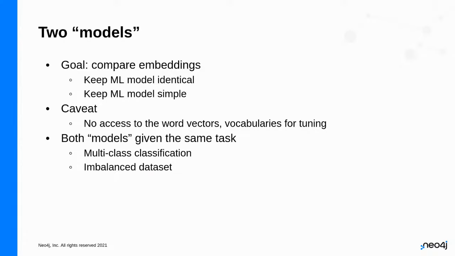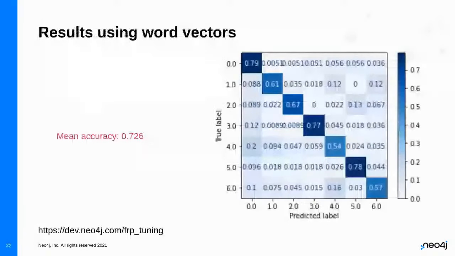So, and again, this is the caveat that I did not have access to the word vectors or the vocabularies for tuning. You'll see in a minute that I did tune the graph vectors to make a point. So both models were given the same task, multi-class classification with an imbalanced data set. Some of these data points, it was like an order of magnitude less than the ones that had the most data points of that class. Okay, so let's look at what we got. Okay, using the word vectors. So, this is just the pre-provided vectors.